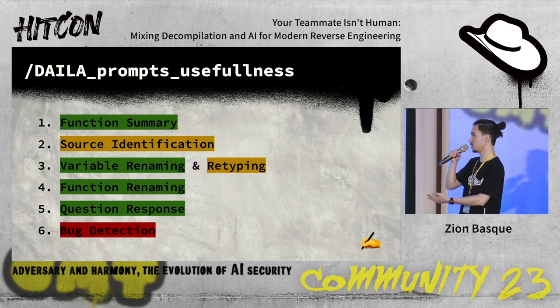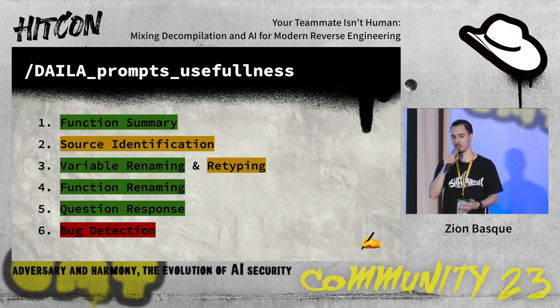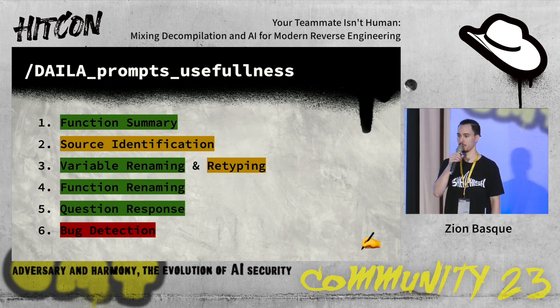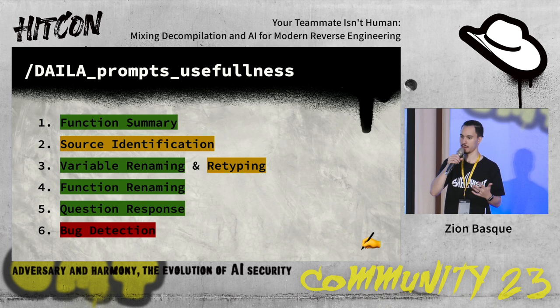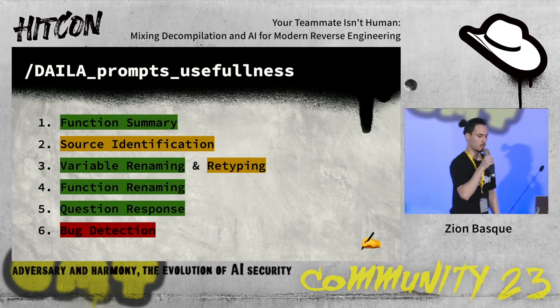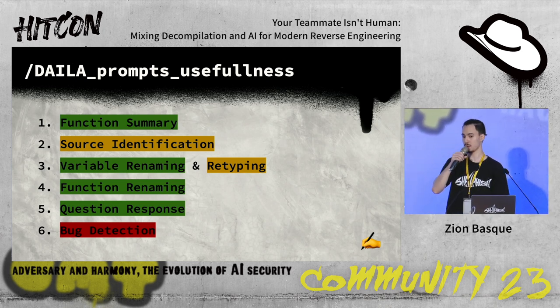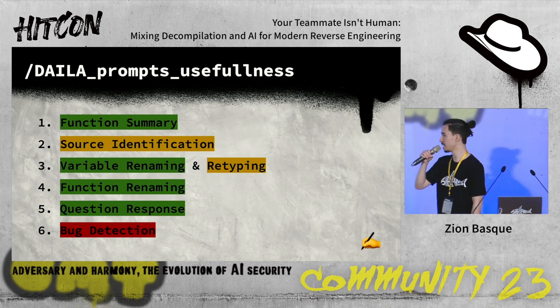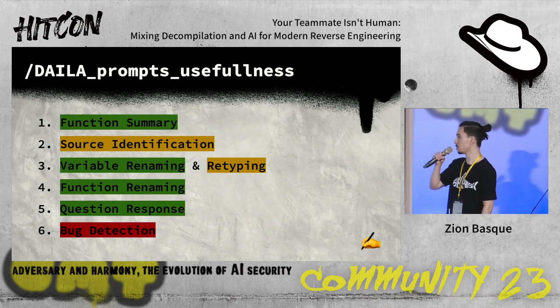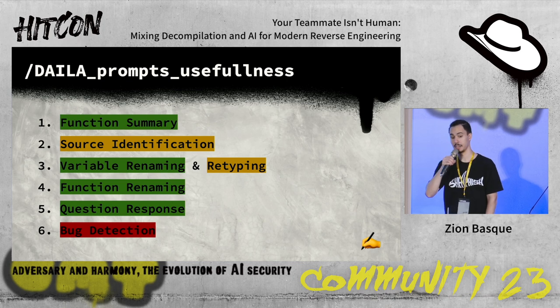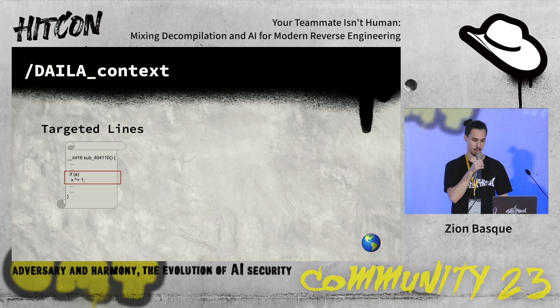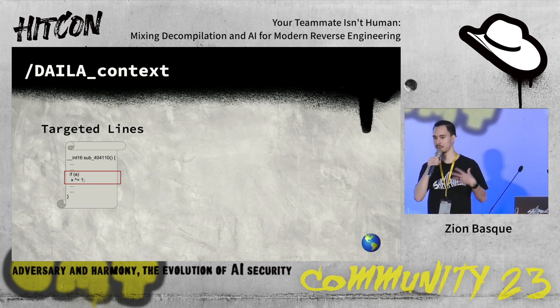This was tested on coreutils, and for coreutils, it had about a 30% accuracy rate. So for 30% of functions, if you said, hey, what is this from? It could give you the GitHub link for that source. So it is good, but it often will not work in many cases. So I think the most powerful prompts that we wrote, at least for this, are the function summary, the variable renaming, the function renaming, and the question response prompts. You can ask questions.